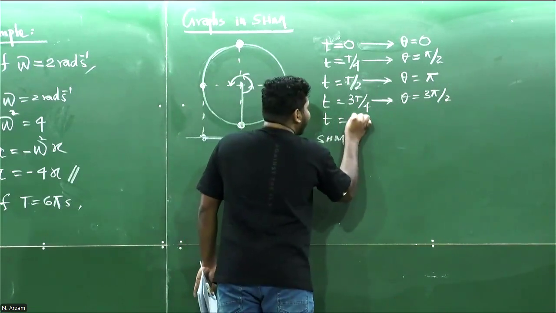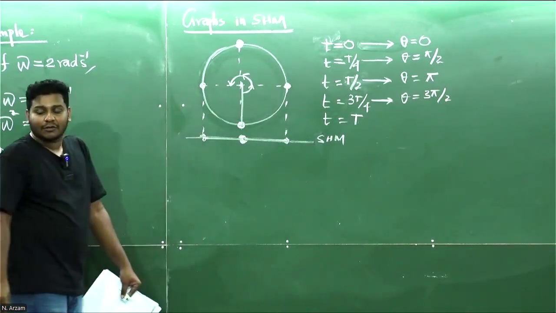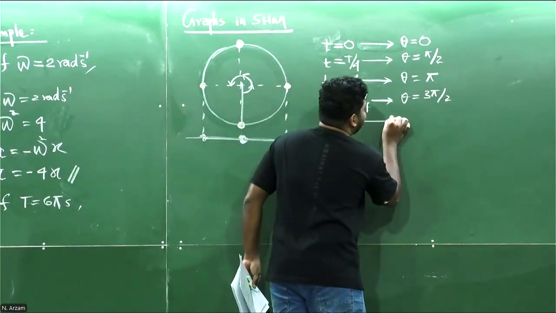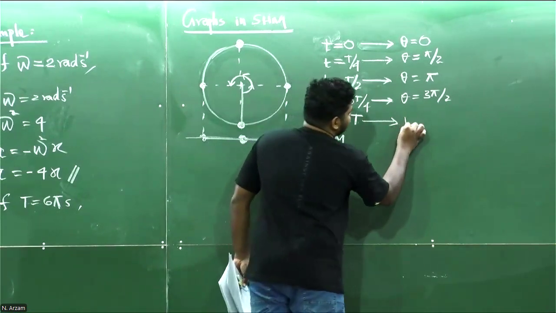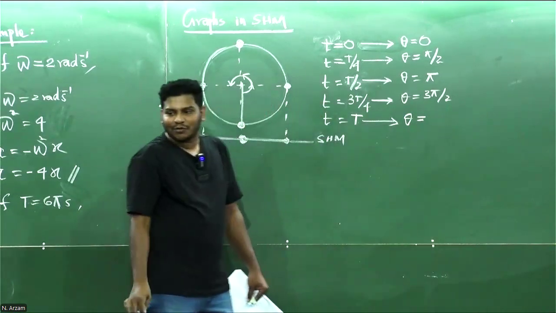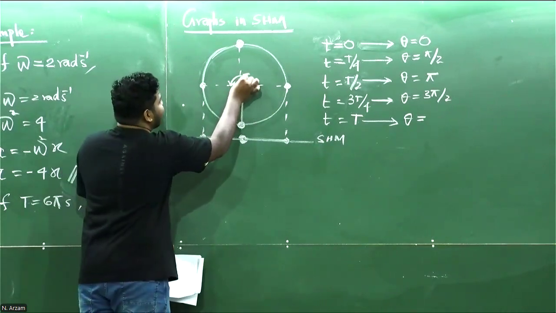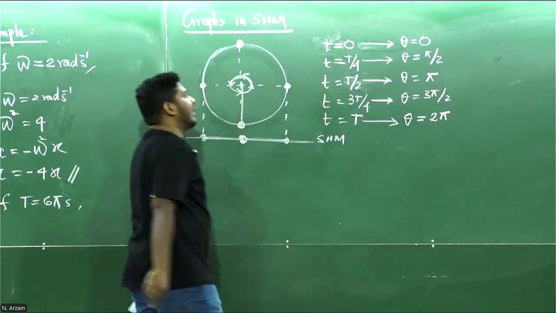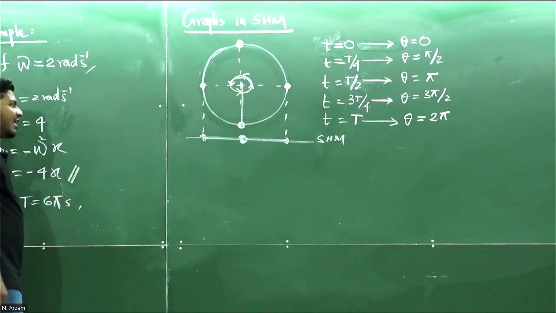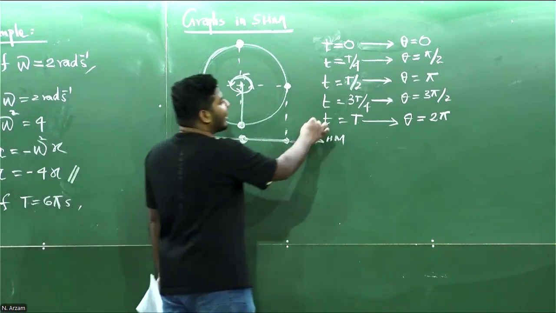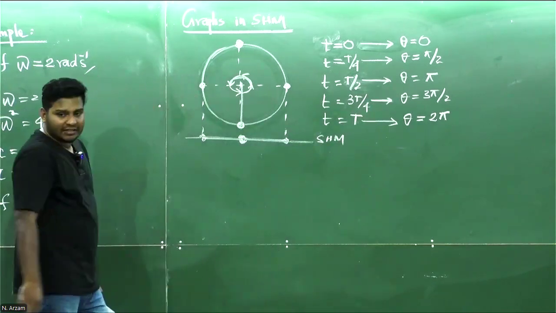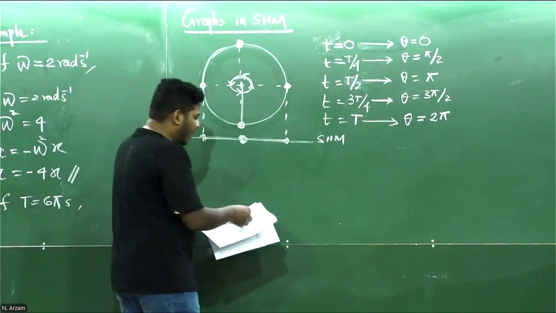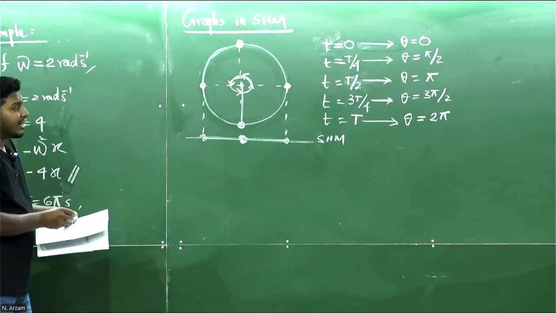If t is equal to capital T, that means 4T by 4 is capital T. So for capital T, what about the theta? 4 pi by 2. Complete rotation is 2 pi. So first of all, we should know about the time period and the relationship between the time period and the phase. Okay, this is the relationship between the time period and the phase, guys. Okay, right. So now let's move to the graphs.